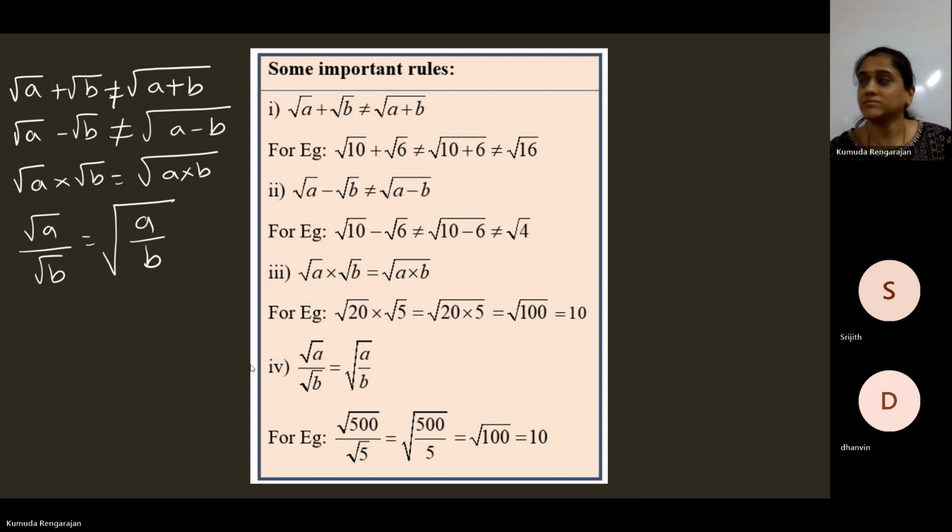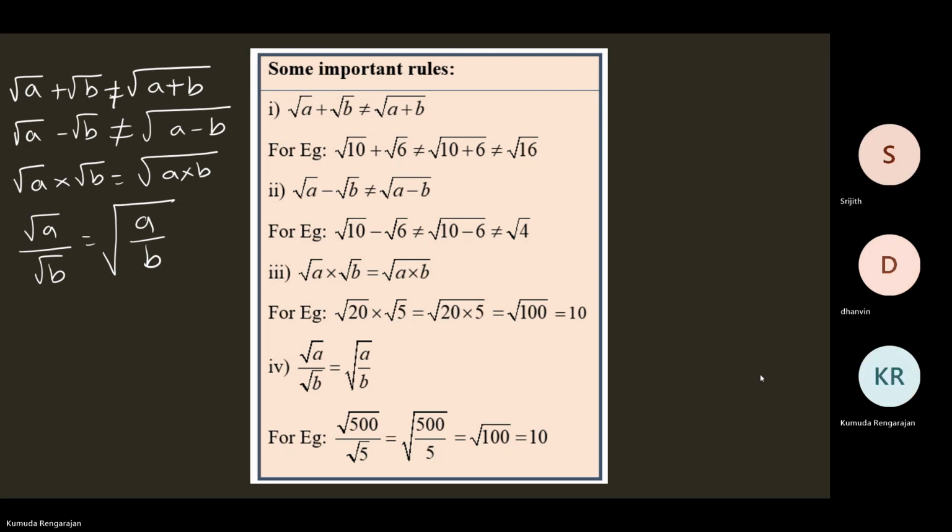Is it okay, Srijit? Yes, ma'am. Is it fine? Yes, ma'am. Good, good. Ma'am, we should copy this. No, Srijit, I'll be sharing all these images on WhatsApp with you. Just a minute. I'm just talking to somebody in the class here.